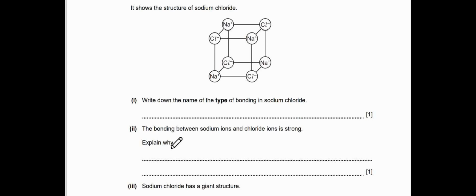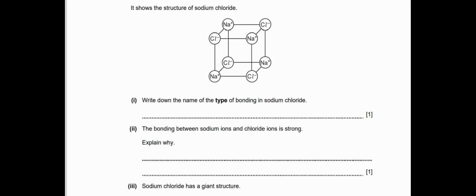Next. Question B, look at the diagram. It shows the structure of sodium chloride. Write down the name of the type of bonding in sodium chloride. So this is positive ion and negative ion. It will be ionic bond. The bonding between sodium ion and chloride ion is strong. So how do we explain why? Positive and negative ions have opposite charges. Between opposite charges, there is a force of attraction between negative and positive ion, that is electrostatic forces.